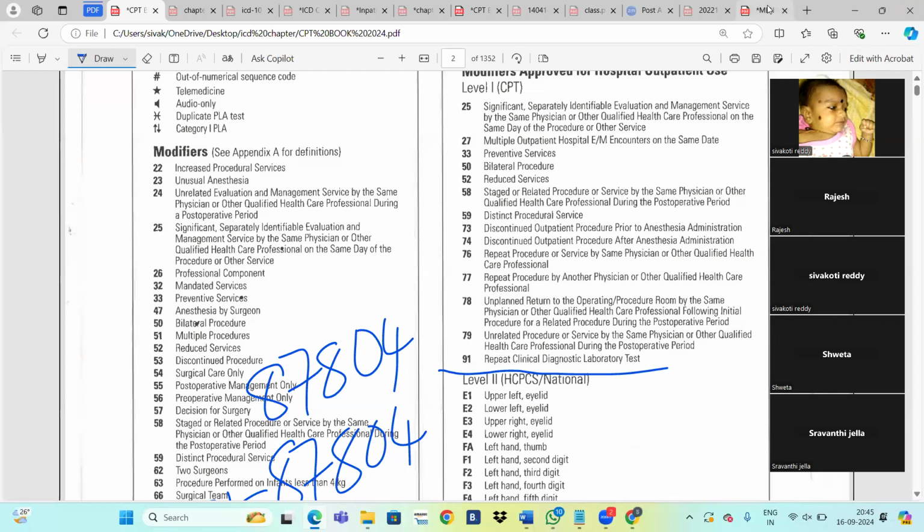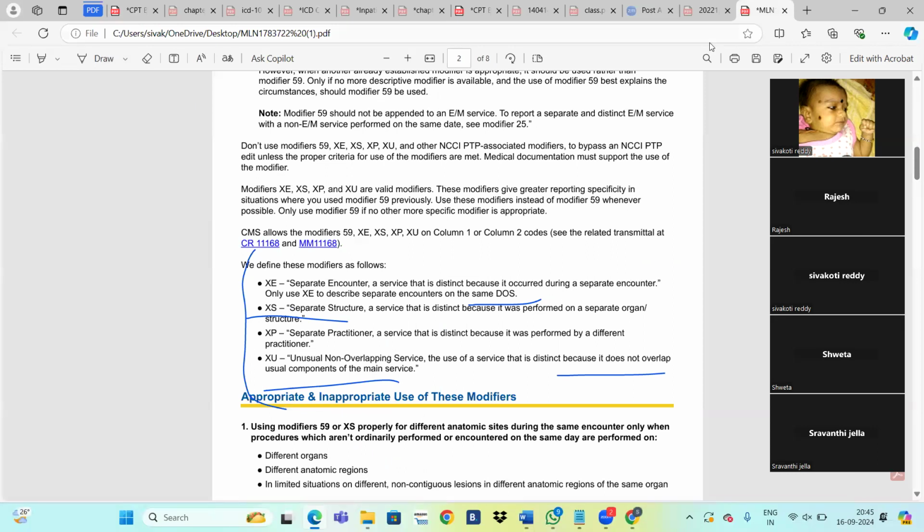Not overlapping means both procedures are unrelated. There is no relation between the two procedures. For example, they performed IV medication, then a laceration repair and applied a splint. They did intubation, and another procedure, placement of a central venous catheter. Both unrelated, XU.